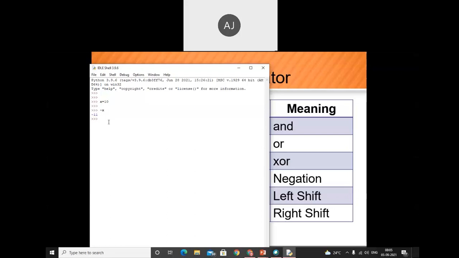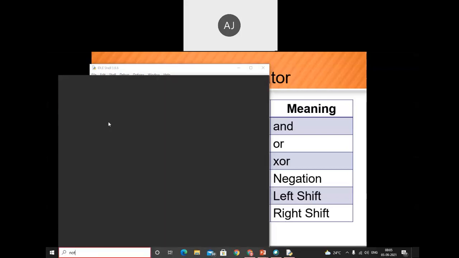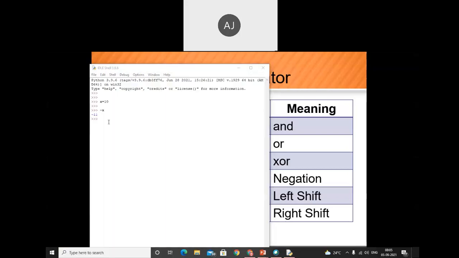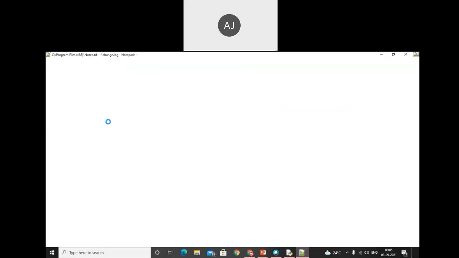Okay. Before starting the negation operator, I want to say a few things regarding it, and such types of things will be asked in the interview also. So here I will open the notepad and let's discuss this point, and after that we'll clear up the negation.